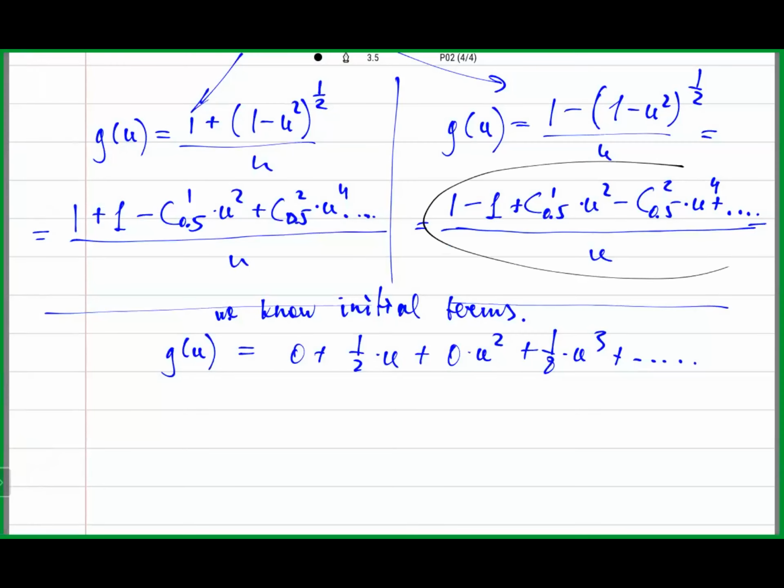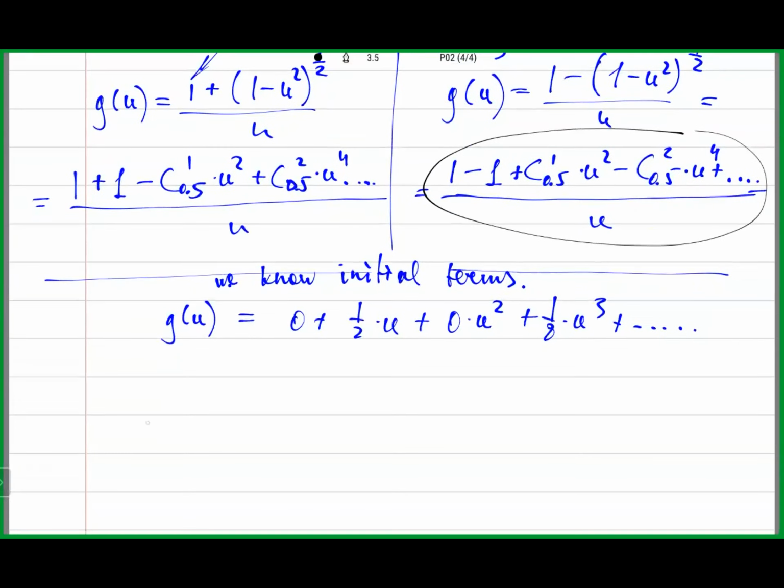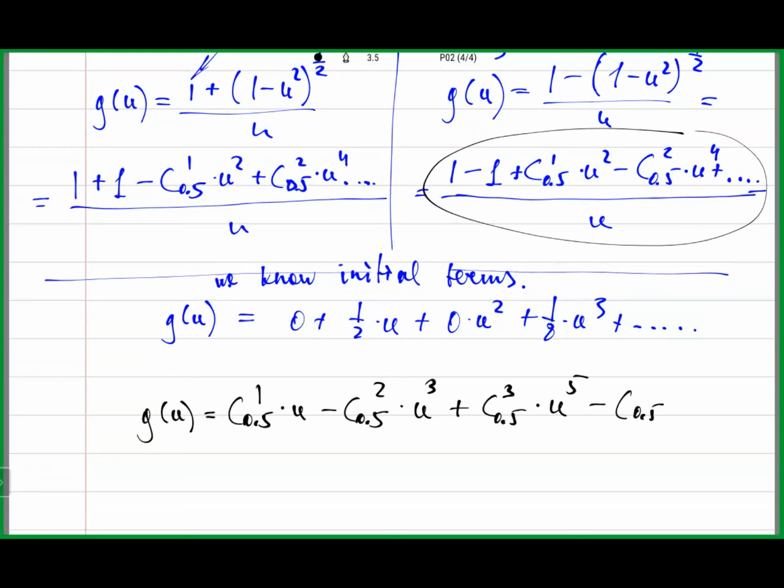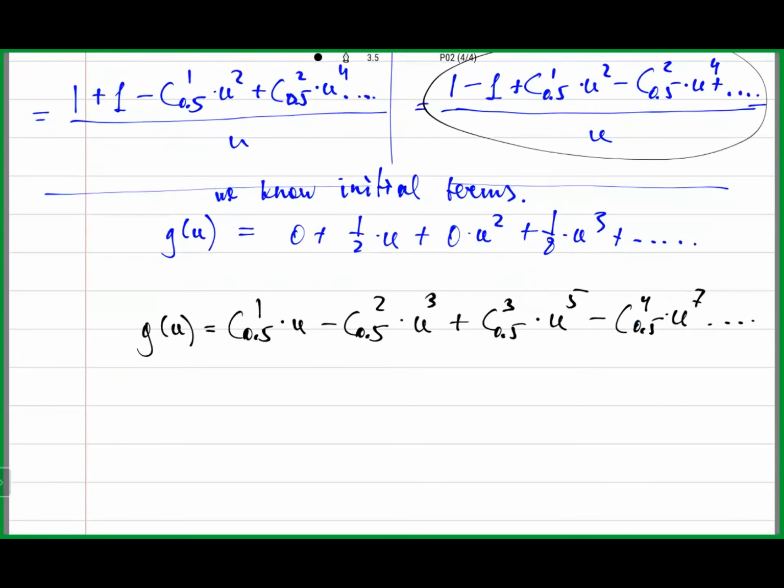Okay, so g of u is equal to c(1/2, 1) times u minus c(1/2, 2) times u cubed plus c(1/2, 3) times u to the power 5 minus c(1/2, 4) times u to the power 7 and so on. So here are our probabilities.